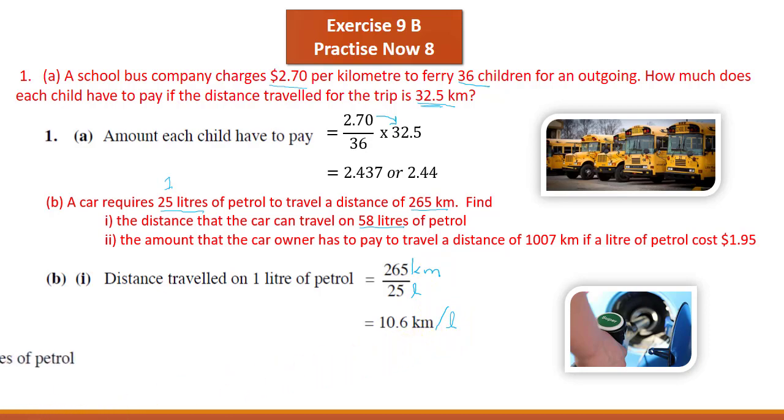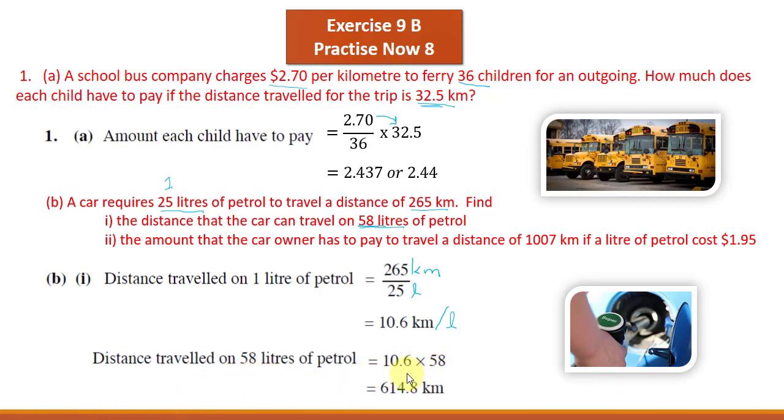Now in the second part, we have to find the distance the car can travel on 58 liters of petrol. So we will simply multiply 58 by this amount. Our next step is 10.6 multiplied by 58. So the answer will be 614.8 kilometers. That will be our answer.